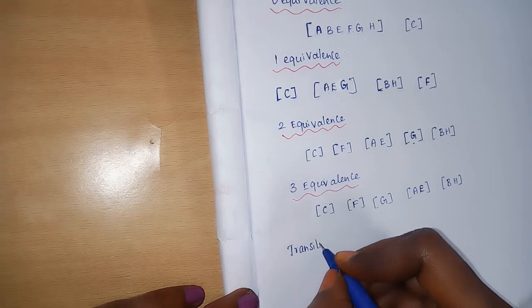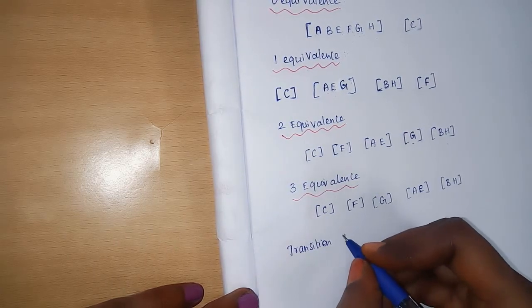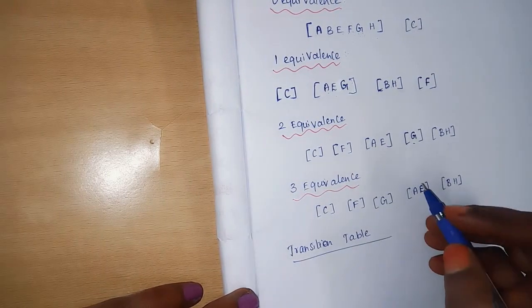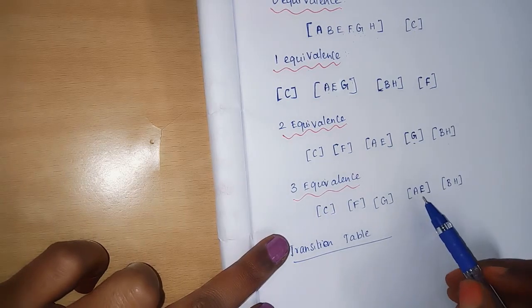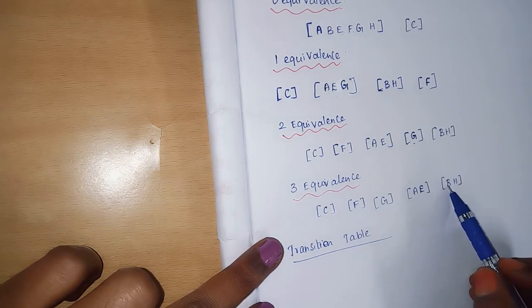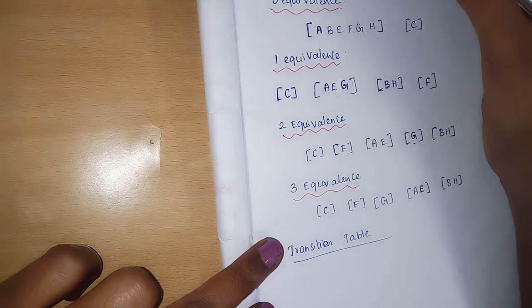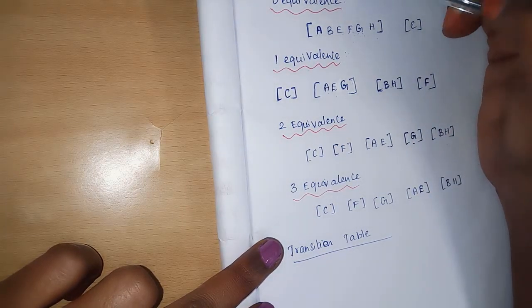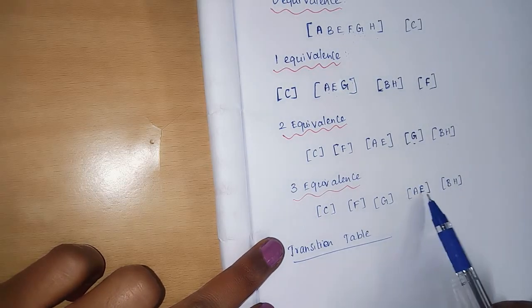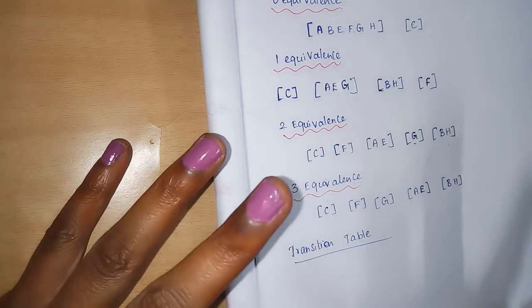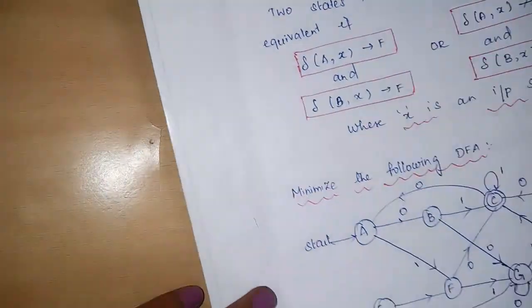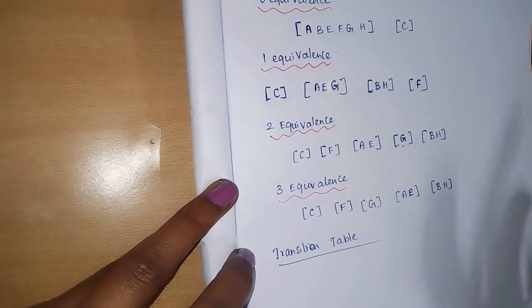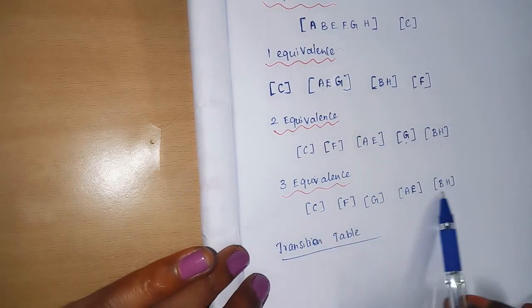Transition table. So this is the final case for our transition table. Here A and E states are equivalent and B and H states are equivalent. Initially we were having 8 states, but now only 5 states. We have minimized our DFA. Compare this diagram, right? Initially we had 8 states, but now after minimization, after the equivalence partition, we will have 5 states.